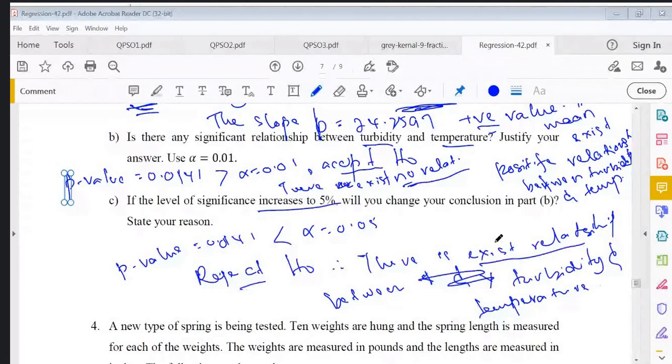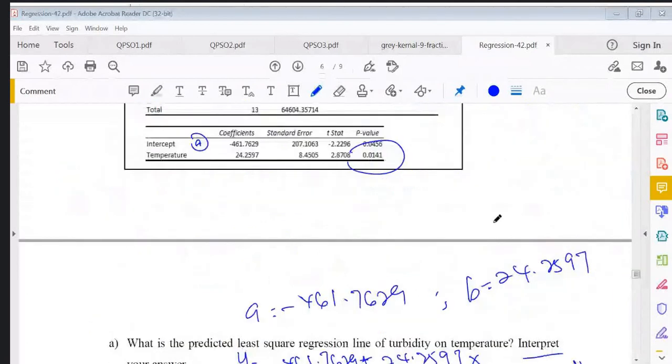Okay, you can try this one. This one, if you look, is a positive relationship. You can try this one. Okay, this one is just positive.